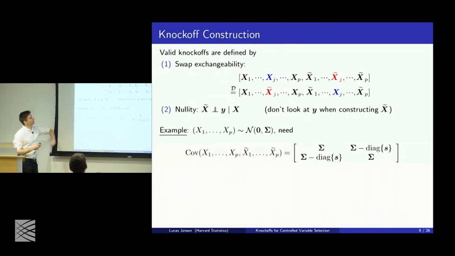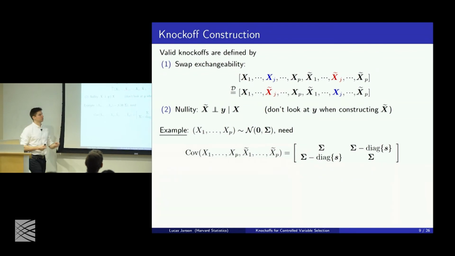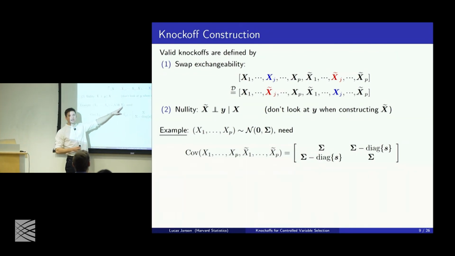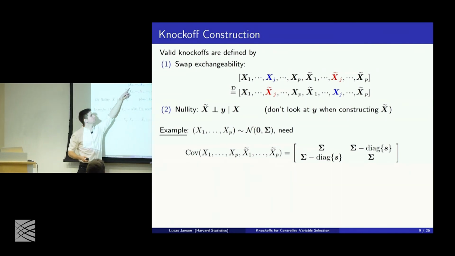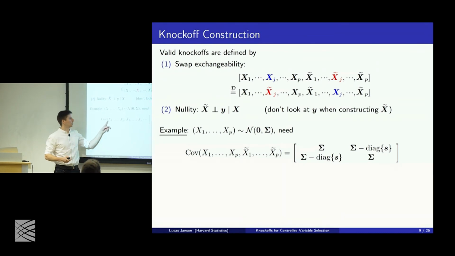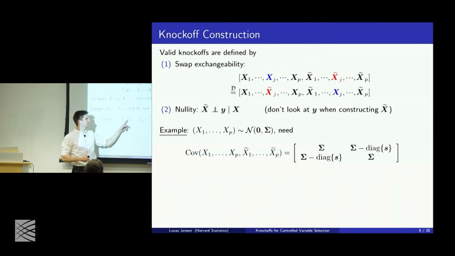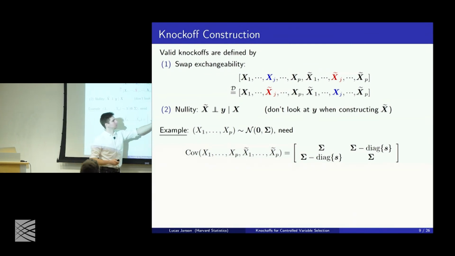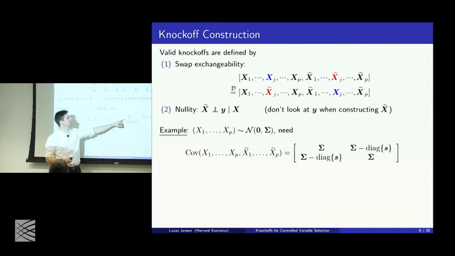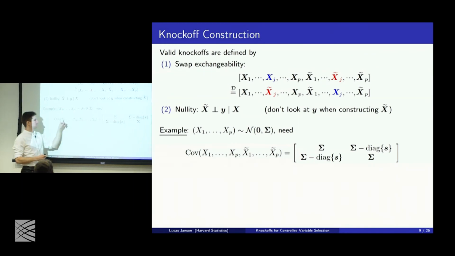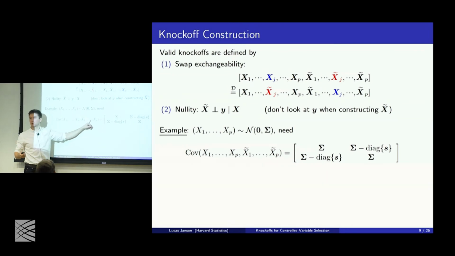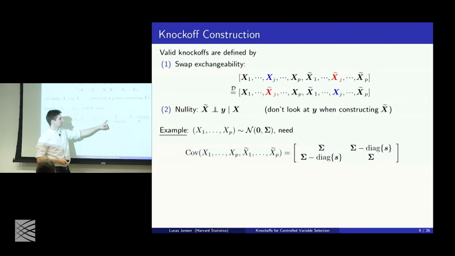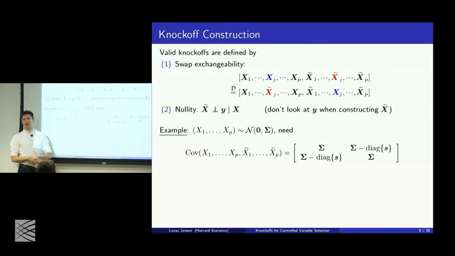All right, here's my example. Suppose my X's are multivariate Gaussian with mean zero and covariance a p by p positive definite matrix Sigma. Then this condition is implied by having the covariance between X1 through Xp and X1 tilde through Xp tilde equal to this. Let's parse this a little. Of course we have Sigma in this block, because that's just the covariance of the X's. It makes sense that I have Sigma in the bottom block, since the X tildes need the same covariance as the X's. And it turns out we need Sigma everywhere in the off-diagonal blocks as well, except on the diagonal of those off-diagonal blocks.